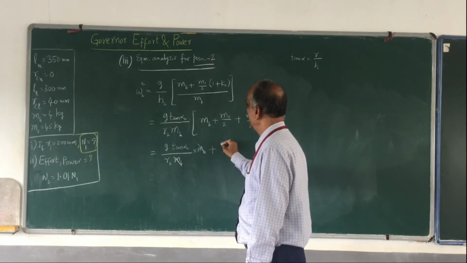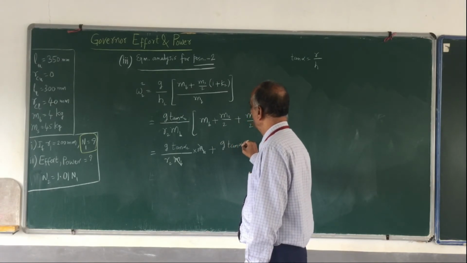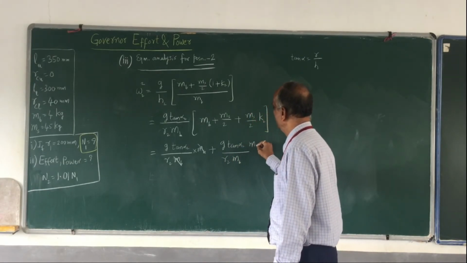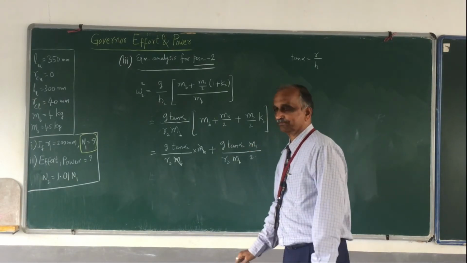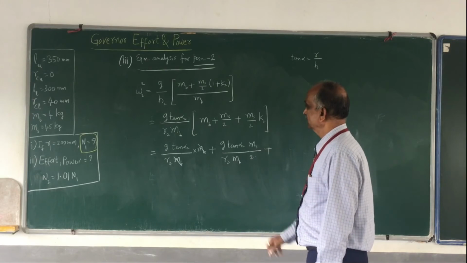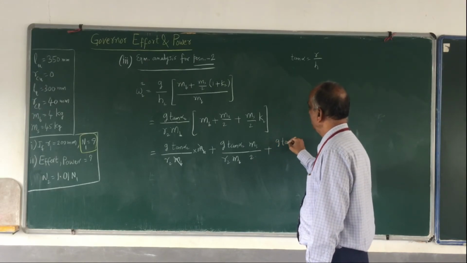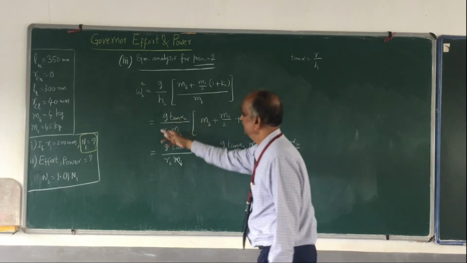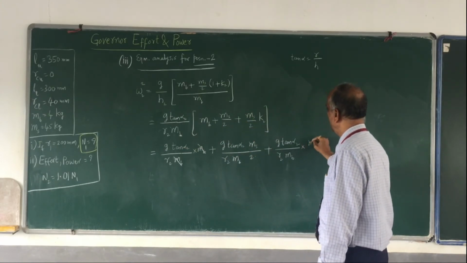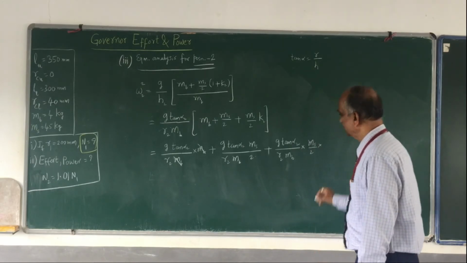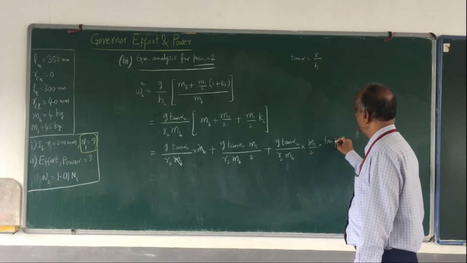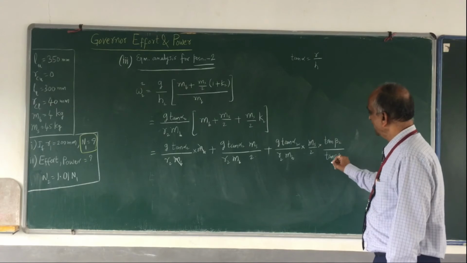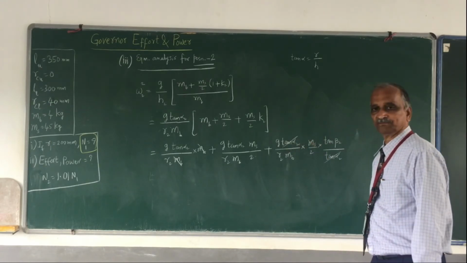Plus the next one, g tan alpha 2 divided by r2 mb into ms by 2. Plus next one, g tan alpha 2 divided by r2 mb. This is the term I am multiplying with ms by 2 into k2. What is k2? This is nothing but tan beta 2 divided by tan alpha 2. So tan alpha 2 and tan alpha 2 cancel.